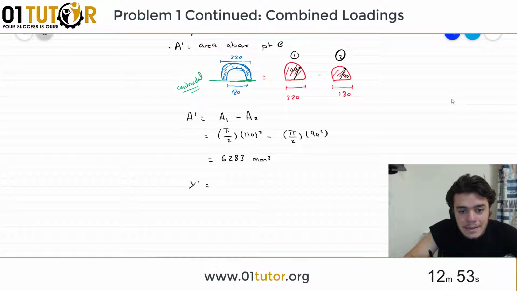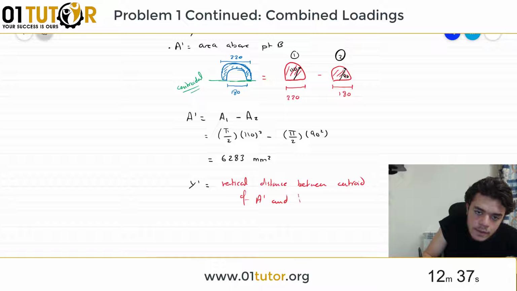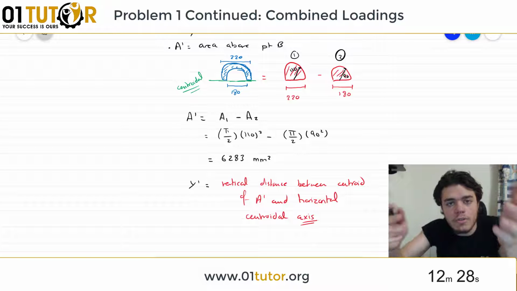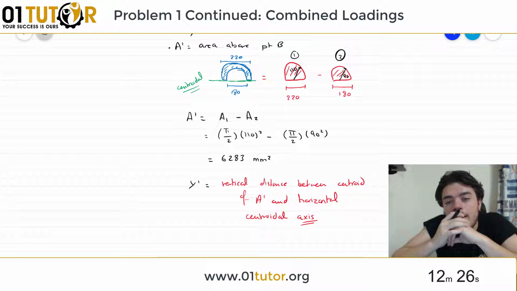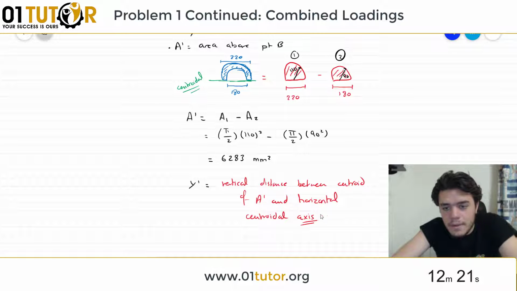So Y prime is the vertical distance between the centroid of A prime and the horizontal centroidal axis. Now here's the question. Where is the centroid of this section located? If you told me 4r over 3 pi, you're wrong. Please, very important.